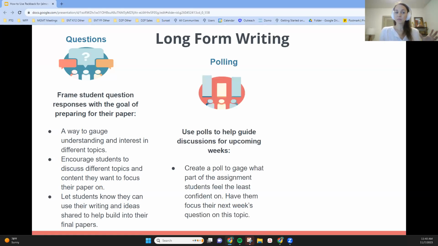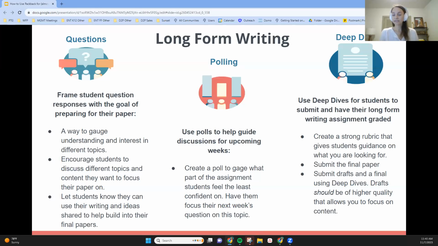And then the way we've seen professors use polls here is really to help guide discussion for upcoming weeks. So you could gauge what part of that assignment they are feeling the least confident in. Where do they need some more support? Or maybe it's the part that they feel the most confident in. So you can see, hey, they're really strong here. I actually don't need to spend that much time giving them tools or resources. They feel great about writing a thesis statement. They don't feel so strong about supporting evidence.